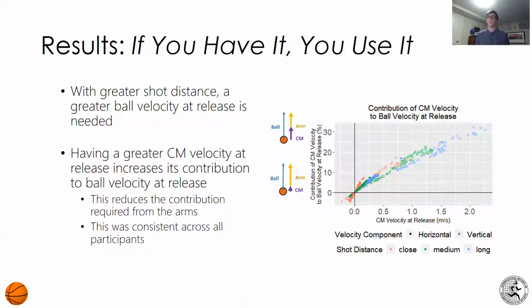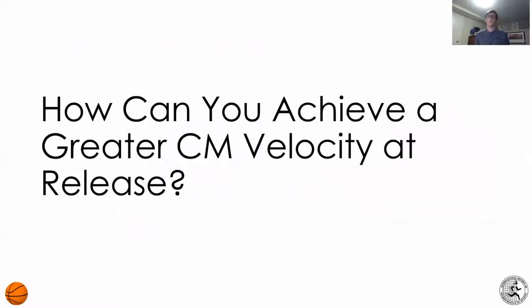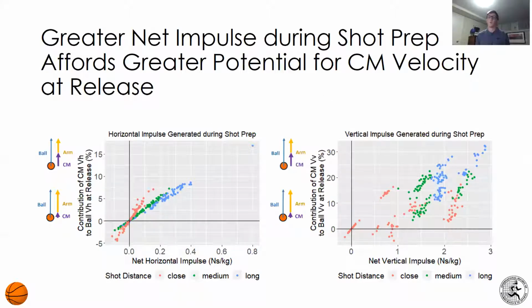What this is saying is that with an increase in center of mass velocity at release, there is a greater contribution of center of mass velocity to ball velocity at release, thus reducing the contribution required from the arms. So with the increase in contribution coming from the center of mass and decrease from the arms, if that is seen as advantageous, what can we do to achieve a greater center of mass velocity at release? Well, one thing would be to generate a greater net impulse during the shot prep. This could afford greater potential for the center of mass velocity at release.